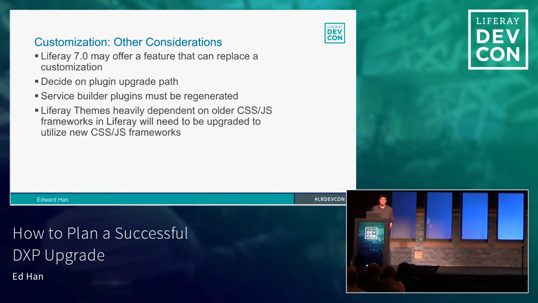A few other considerations. One of the key things is to decide on a plugin upgrade path. I mentioned this briefly, and I'll talk about this more in the next slide, actually. A few things. Many of you are probably using Service Builder plugins. The good news for you is those are very easy to migrate. You don't need to change your database unless you are planning on changing your database model as part of this upgrade. But if it's remaining the same, you don't have to change that. All you have to do is regenerate your Service Builder modules. And those will automatically be upgraded to the 7.0 infrastructure.